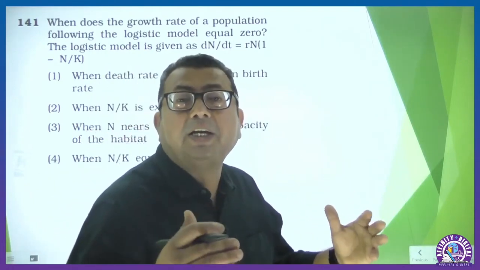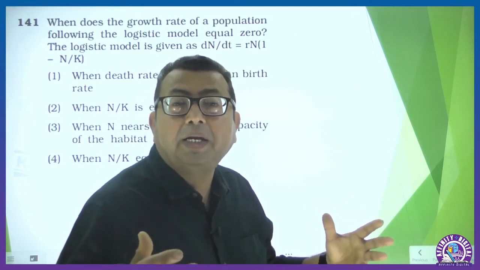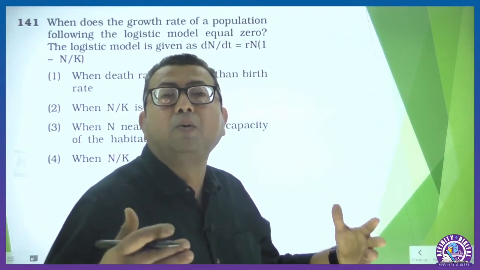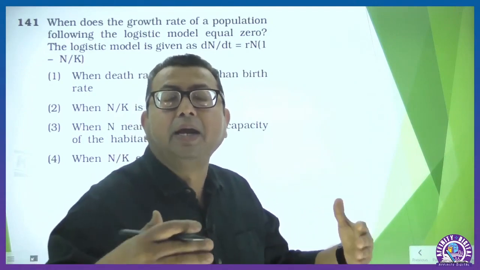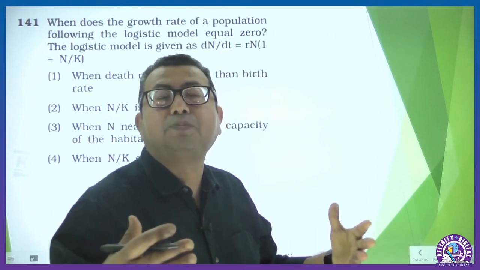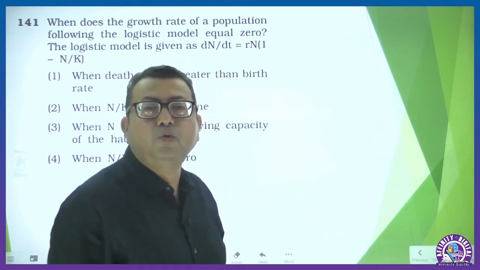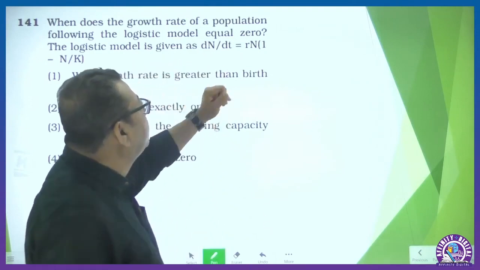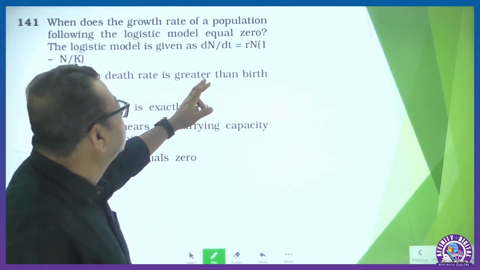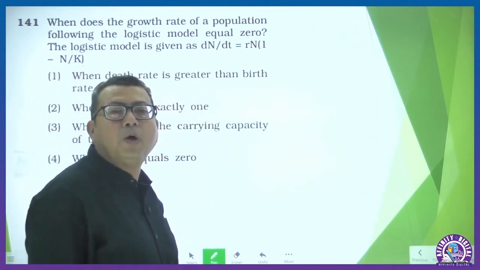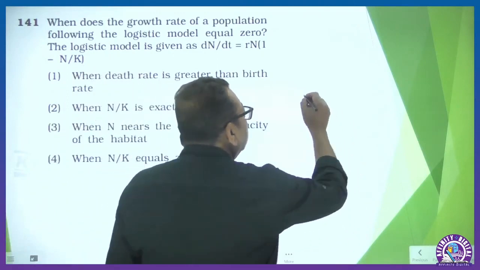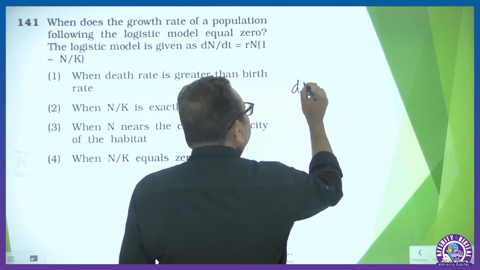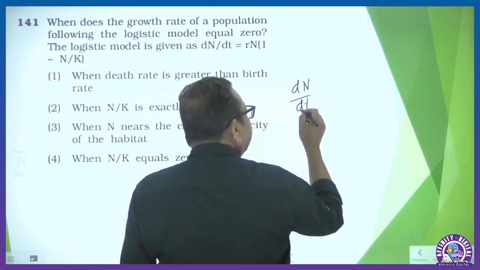Because resources in the environment are unlimited or limited? The resources in the ecosystem are always limited. And resources in ecological terms means food and space. Since resources are limited in the environment, the logistic growth model has been considered the more realistic population growth model. And the logistic growth model is given by the following equation: dN by dt, that means rate of change of population.